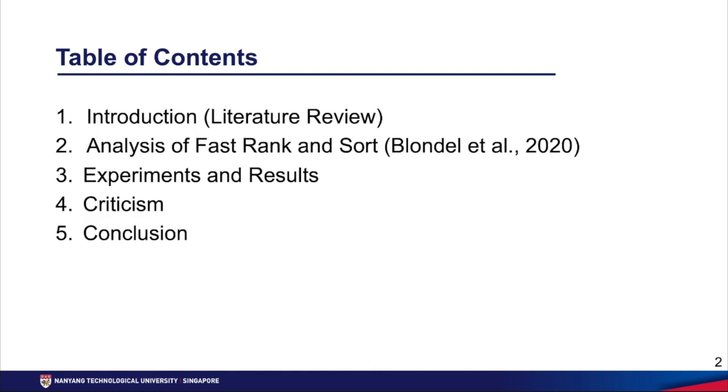Then, we analyze fast rank and sort to gain an intuitive understanding of how ranking and sorting can be expressed as linear operators and use regularization to flatten the kinks to make it differentiable. And in turn, expressing the problem as a projection onto a permutahedron. Then, we'll look into experiments and their results, followed by criticism and conclusion.